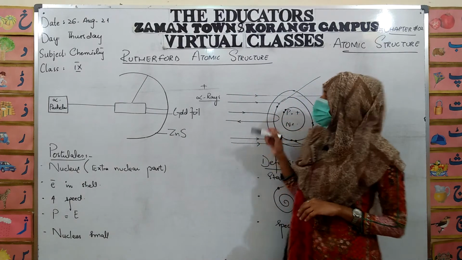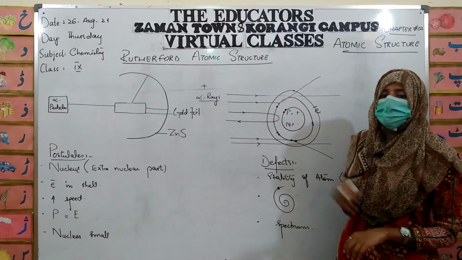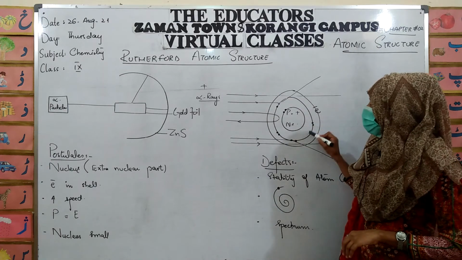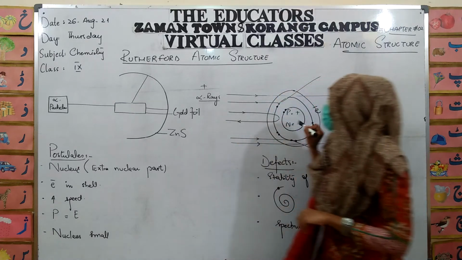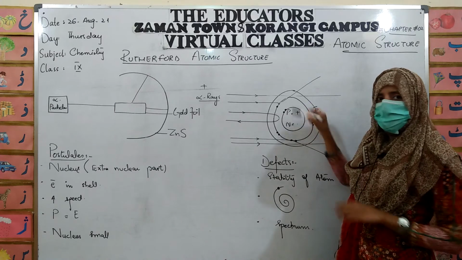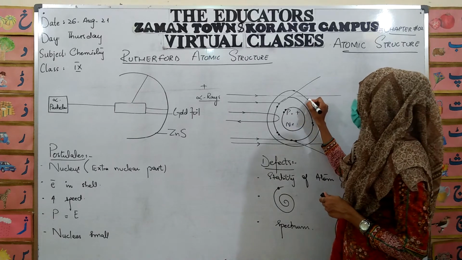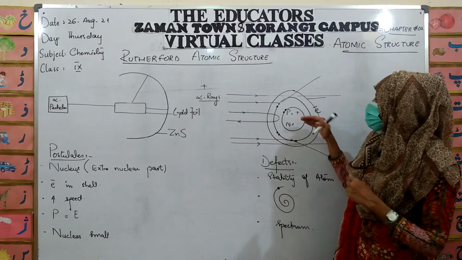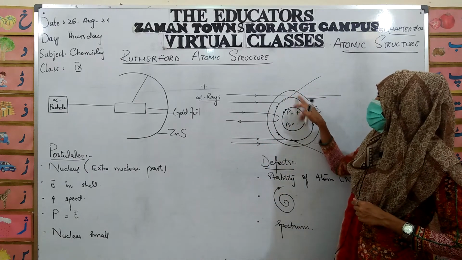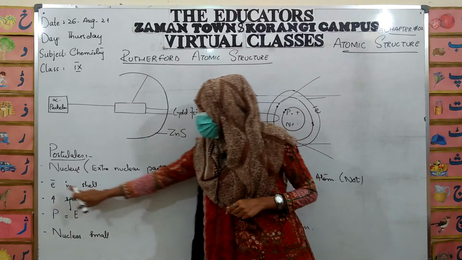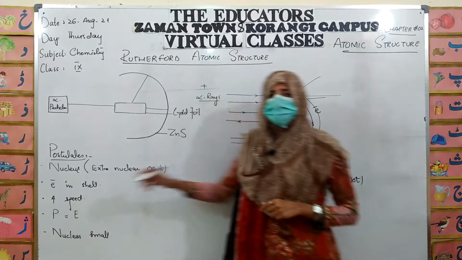Right? This is the reason that the rays are being passed straight without any deflection. Except this, the empty part which is present outside the nucleus is known as the extra nuclear part. Right? So the space outside the nucleus is known as the extra nuclear part, and it is the nuclear part.